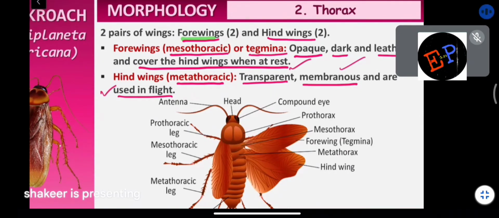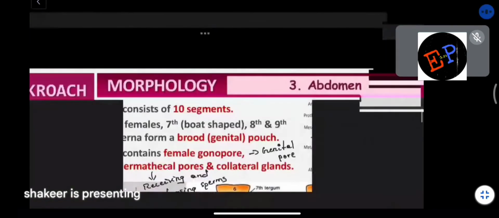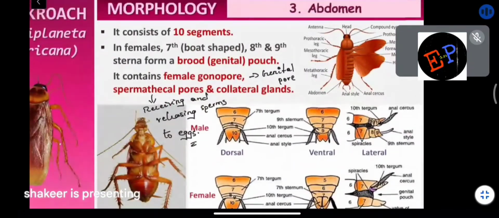This is about the wings. So the 4 wings are attached to the front region of this cockroach, that is, they are attached to the mesothorax. And to the metathorax, hind wings are attached. Clear? That's it. So next, abdominal cavity.